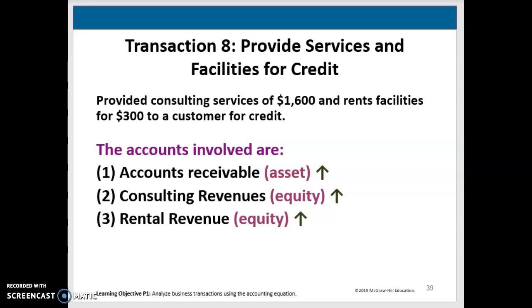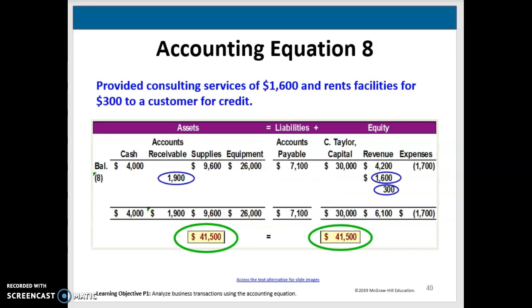We had 2 different types of revenue. Just like when we have different types of expenses, we want to record our revenue separately because we want to make sure that we're accounting for everything in detail. So we had consulting revenue that was $1,600, and we had rental facilities revenue, or rental revenue, of $300, and we're going to record them separately. That's what we see here. We had total accounts receivable of $1,900, but we broke down that revenue into 2 different types of accounts. Our accounting equation is still in balance, which is what we want to see.